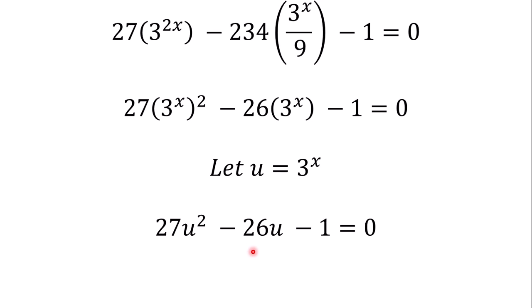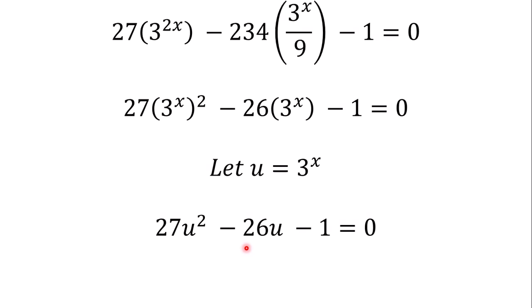To get the value of u from this equation, we can use about 3 or 4 different methods. That is, either we use the graphical approach, the quadratic factorization method, completing the square, or the quadratic formula. You can use completing the square or the other ones, but in this video we are going to use the factorization approach.